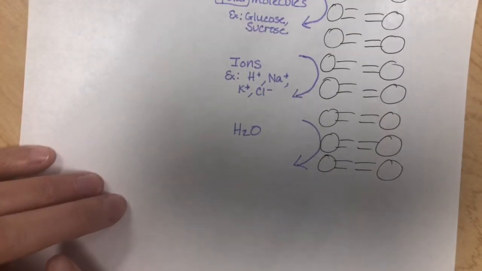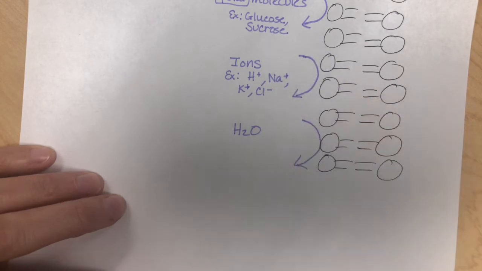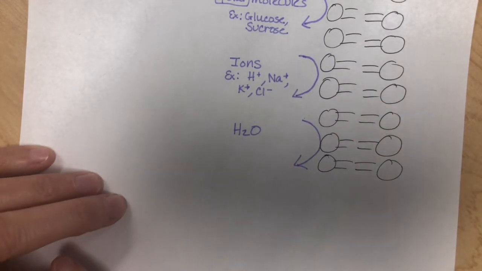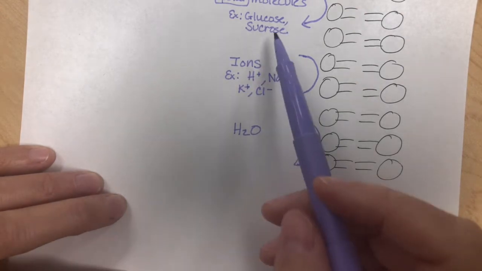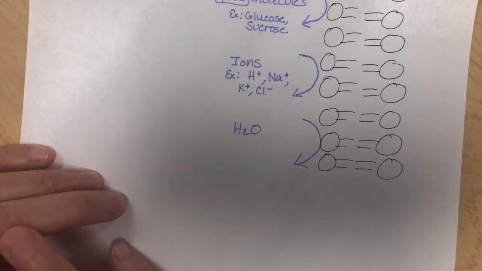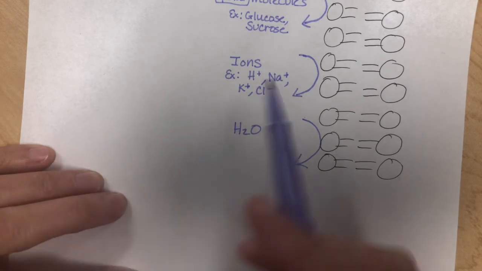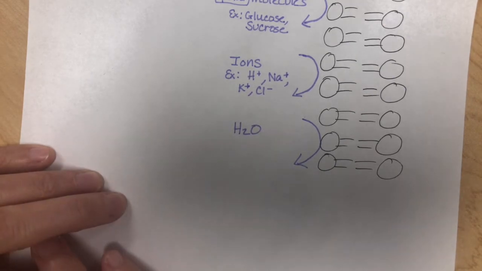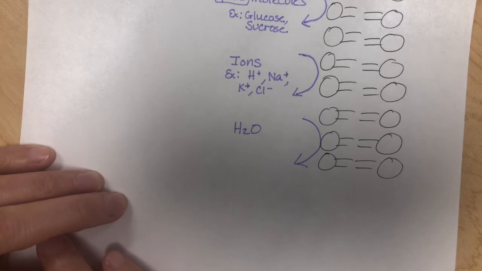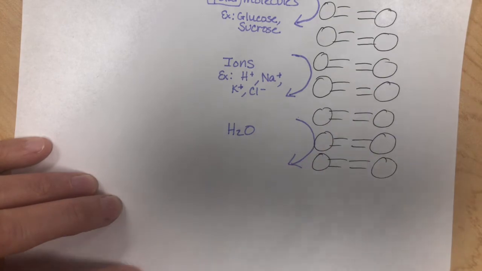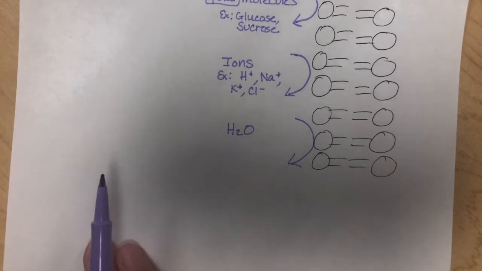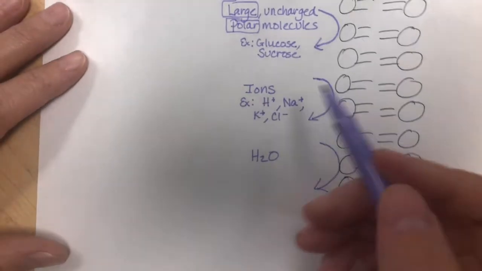So how in the world do these things get in or out of the cell if they can't get through the lipid bilayer? Because these things are needed. You need glucose in your cells. You need some ions for various chemical reactions. Sodium and potassium are super important in making the neurons of your nervous system work properly. All cells need water, but they can't get through the lipid bilayer. So how do they get through there? Let's talk about that.